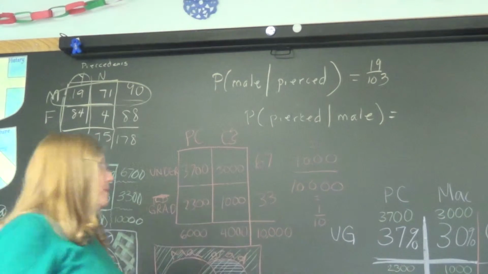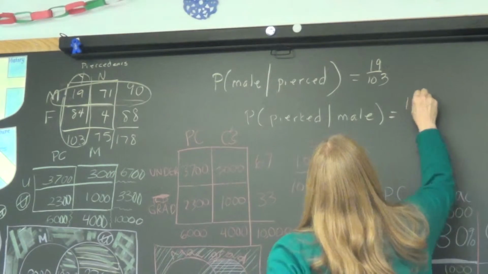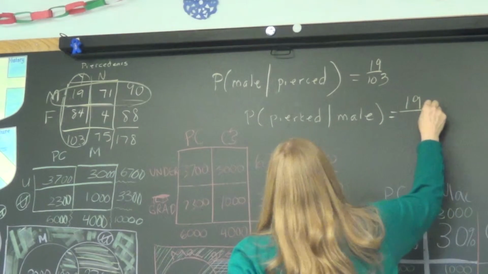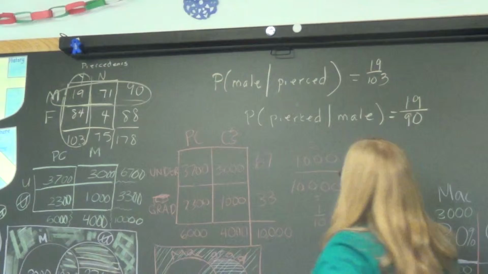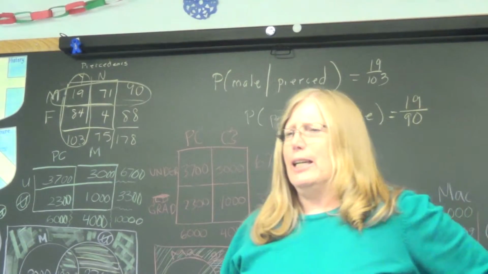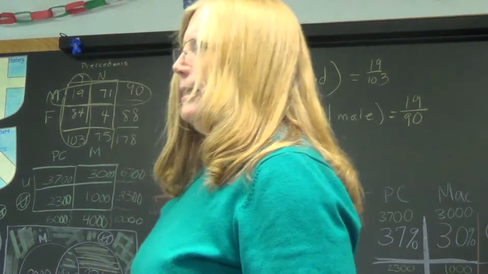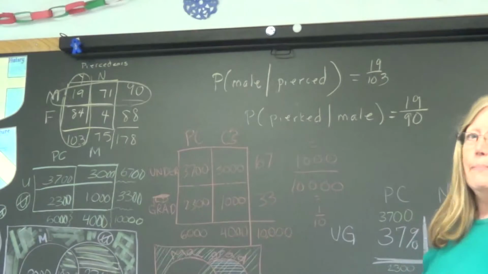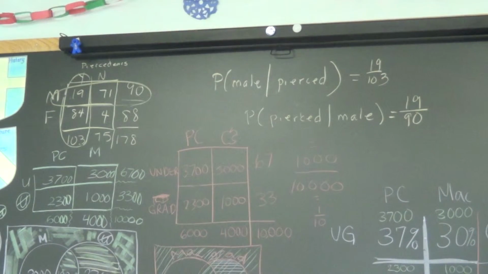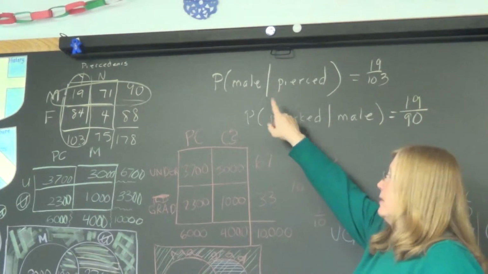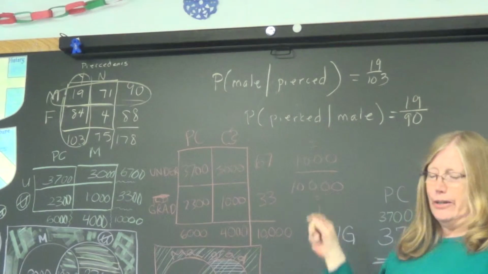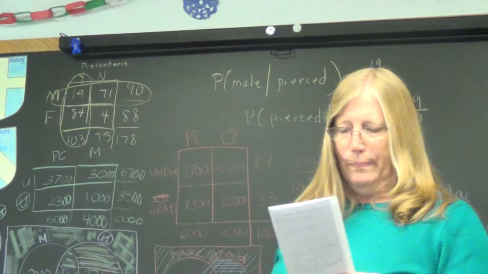Are they the same? Is 19 over 103 about the same as 19 over 90? You might have to switch it to a decimal, but I don't think it is. 21% and 18.4%. All right, they are different. Not vastly, but they are different. So order matters. You can't assume that these two are equal. There are cases where they will be equal.